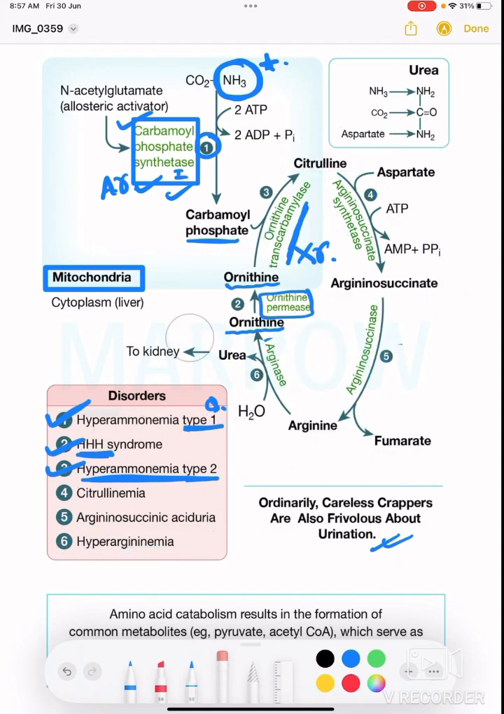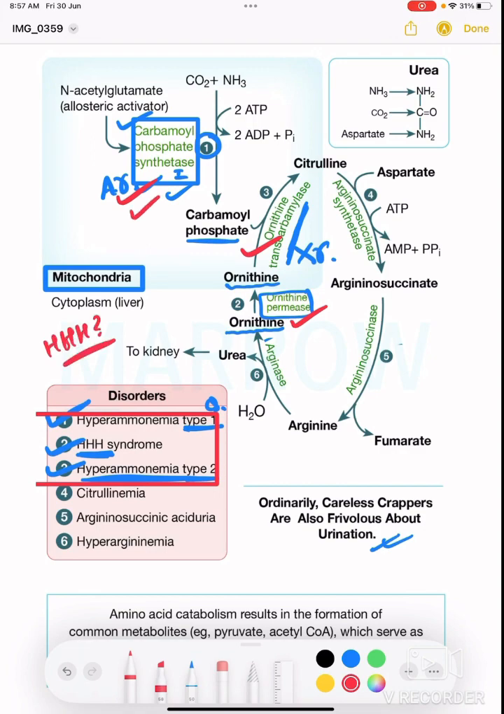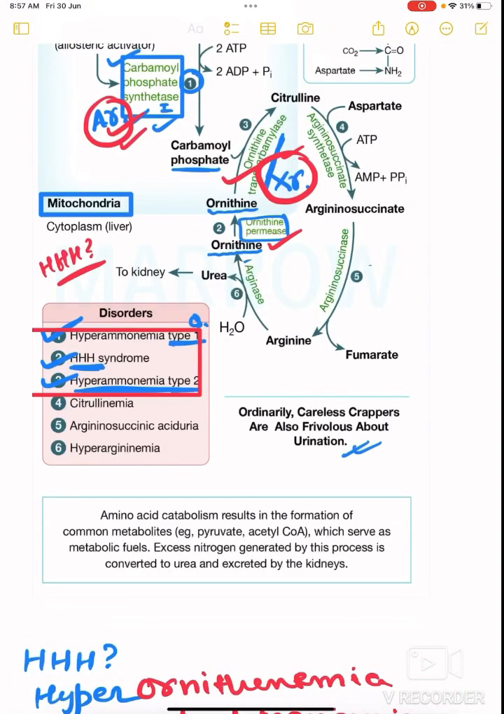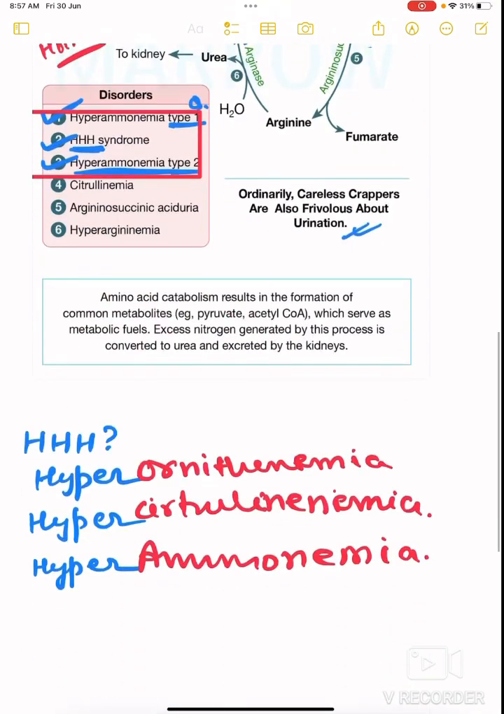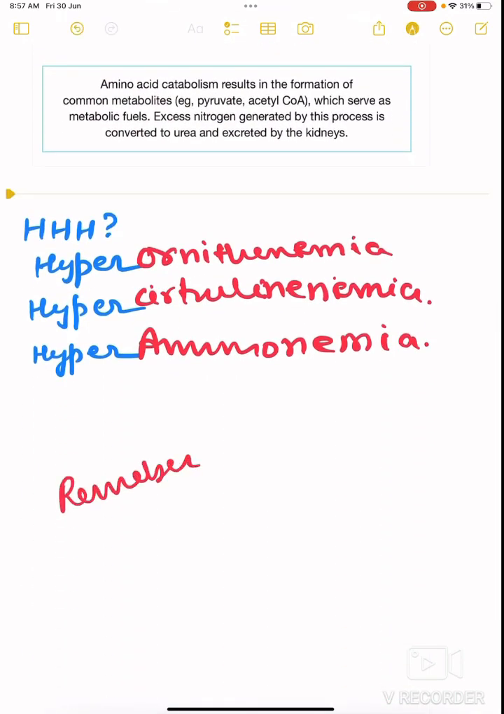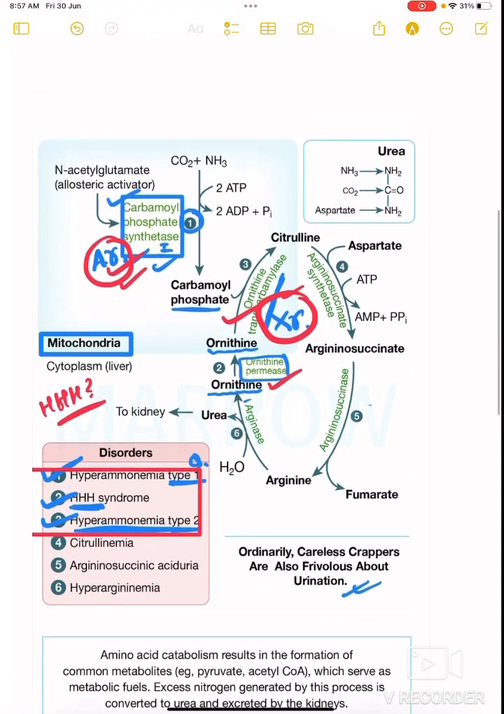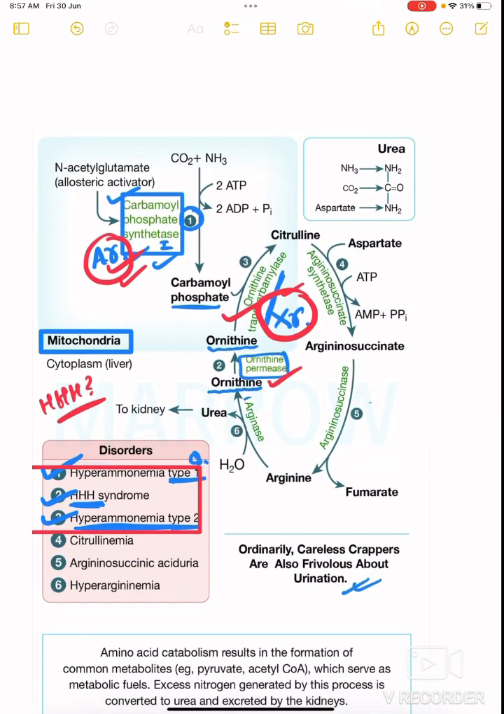The most important in this topic are enzymes 1, 2 and 3: hyperammonemia type 1, hyperammonemia type 2 and HHH syndrome. Only these three are important. They will ask the full form of HHH, and type 1 and type 2, their autosomal recessive or X-linked recessive pattern. That's it, nothing else will be asked. So this is everything, guys. It's your work to remember this whole pathway completely, and there is no way you can escape from it. You have to remember the pathway, and only the deficiencies of enzymes 1, 2 and 3. That's it.